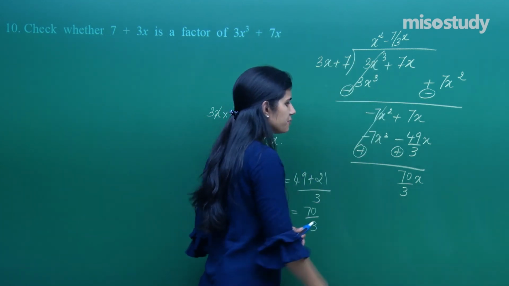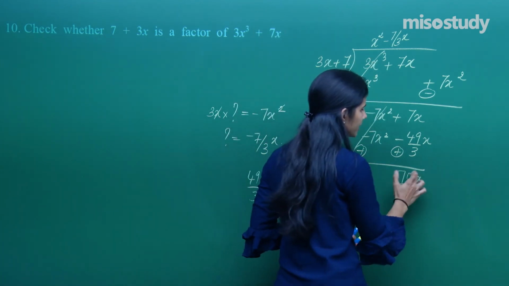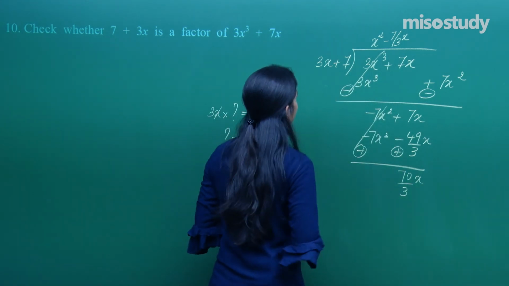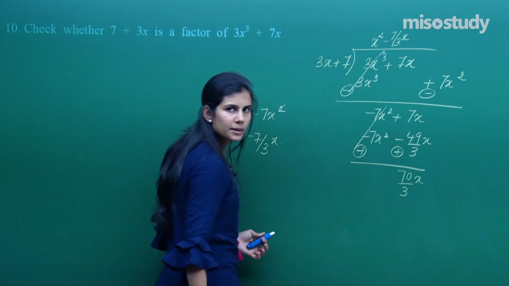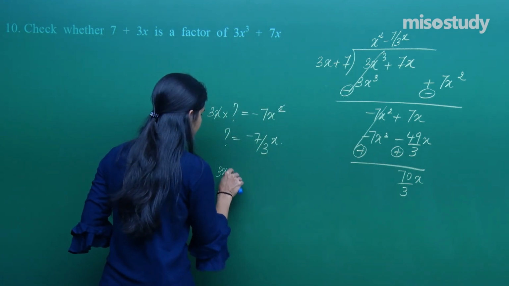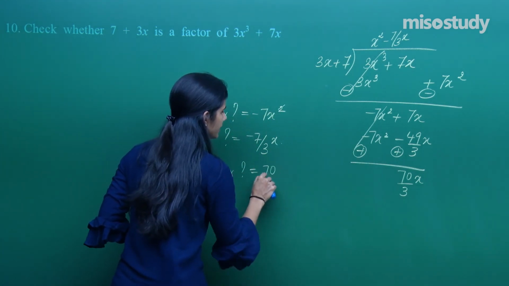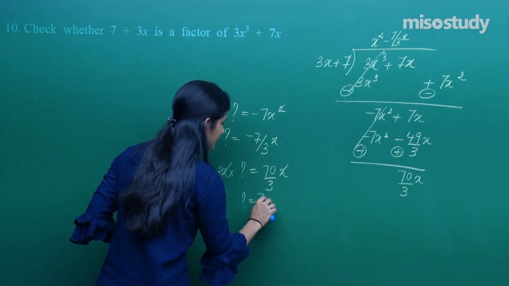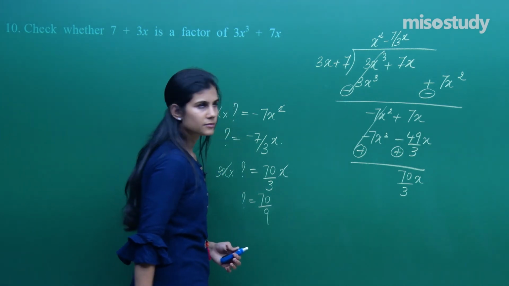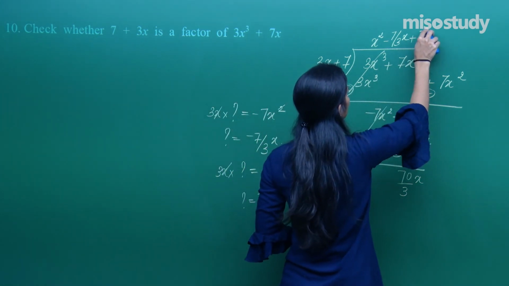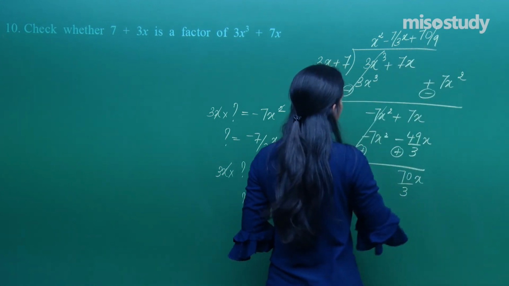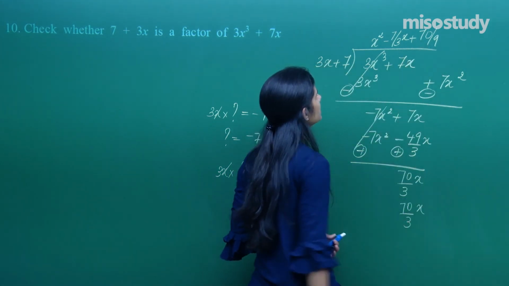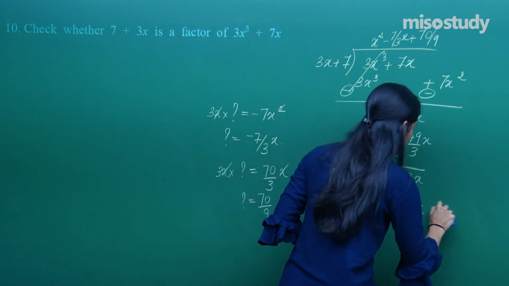3x into what will give me 70 upon 3x? See, I want in the remainder an expression which is free from x. I am searching for 0, right? So I am saying 3x into what will give me 70 upon 3 into x. x cancels out. You get the question mark as 70 upon 9. So 3x into 70 upon 9 will give me 70 upon 3 into x, and 7 into 70 upon 9 is 490 upon 9.